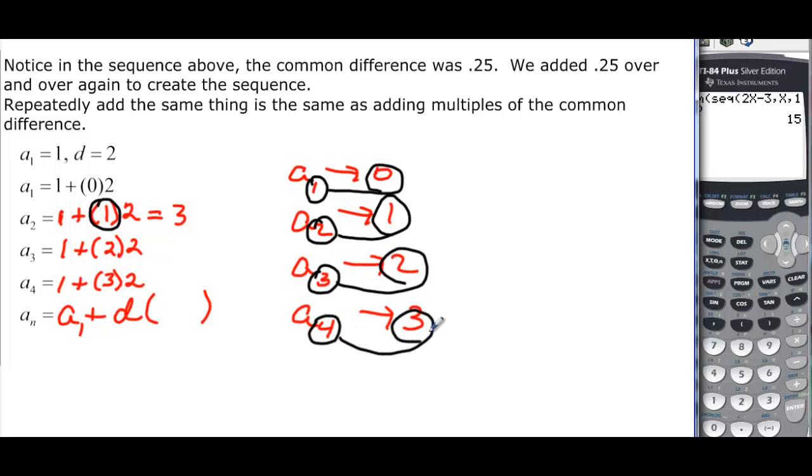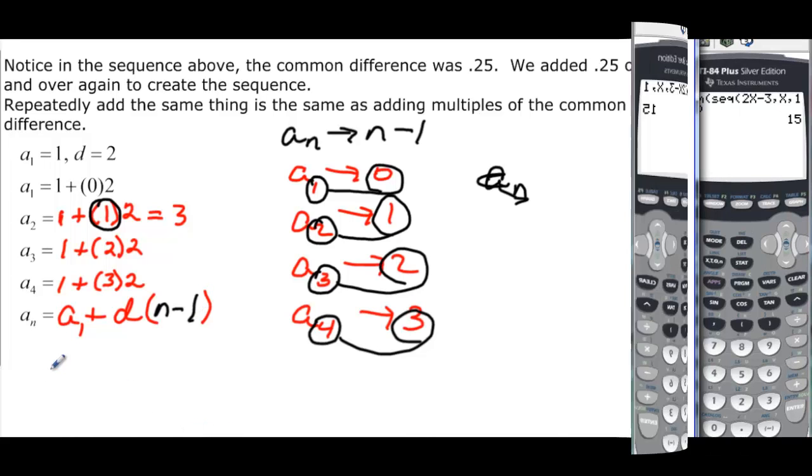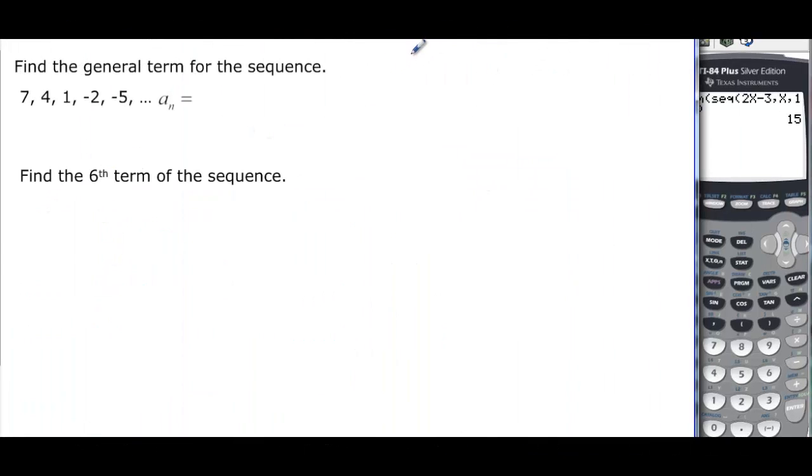4 compared to 3. A sub n would be, I'll put it over here, this would be a sub n, and we're letting this be, if this was 1 and this was 0, 1 less, 2 minus 1 would be 1, 3 minus 1 would be 2, 4 minus 1 would be 3, so we're going to say n, that little number down there, minus 1. We need one less common difference than the term number. And that's what we're going to say is our general formula. A sub n, let's put it up here again, is the first term plus our common difference, whatever that is, times n minus 1.